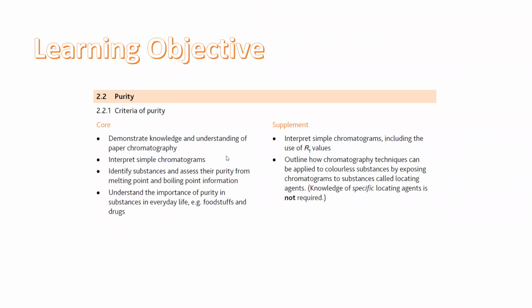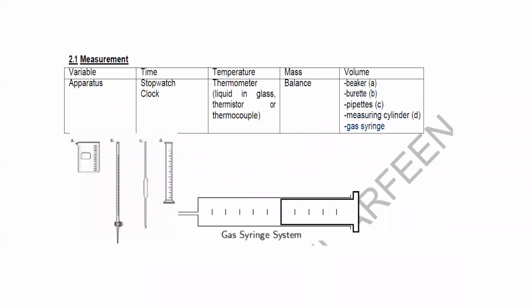This is a learning objective, criteria of the purity. Before starting the explanation, you should be able to identify the type of apparatus used for different quantities. For example, if you want to measure time, the apparatus we use is a stopwatch. If you want to measure temperature, you use a thermometer. If you want to measure the mass, we use a balance.